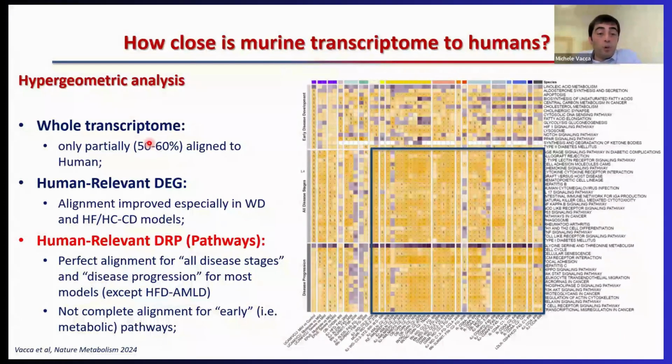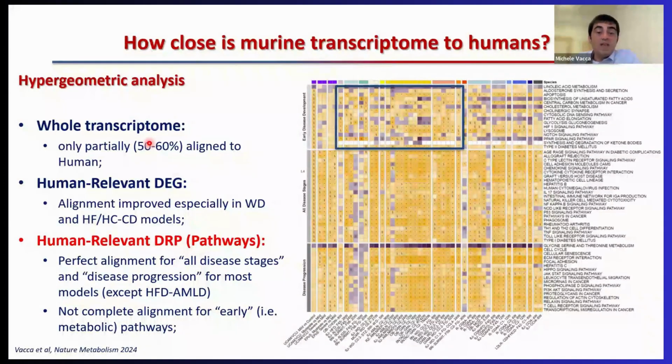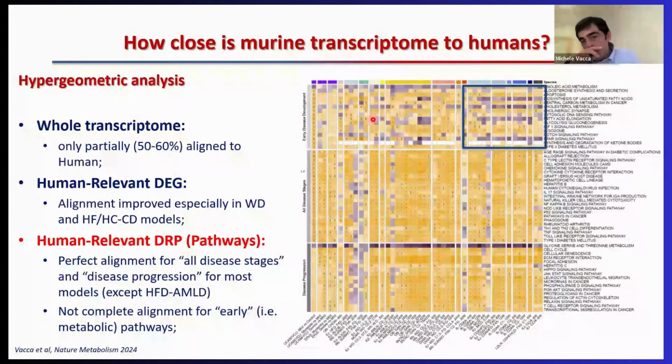However, I would like to point your attention that even in high-fat diets and Western diets, the lipid metabolism-related pathways that are those characteristic of early disease stage are not so well aligned. And even worse is the situation when you look into the choline-deficient models that also do not induce peripheral insulin resistance. And we will look into the details of the best models in a bit.